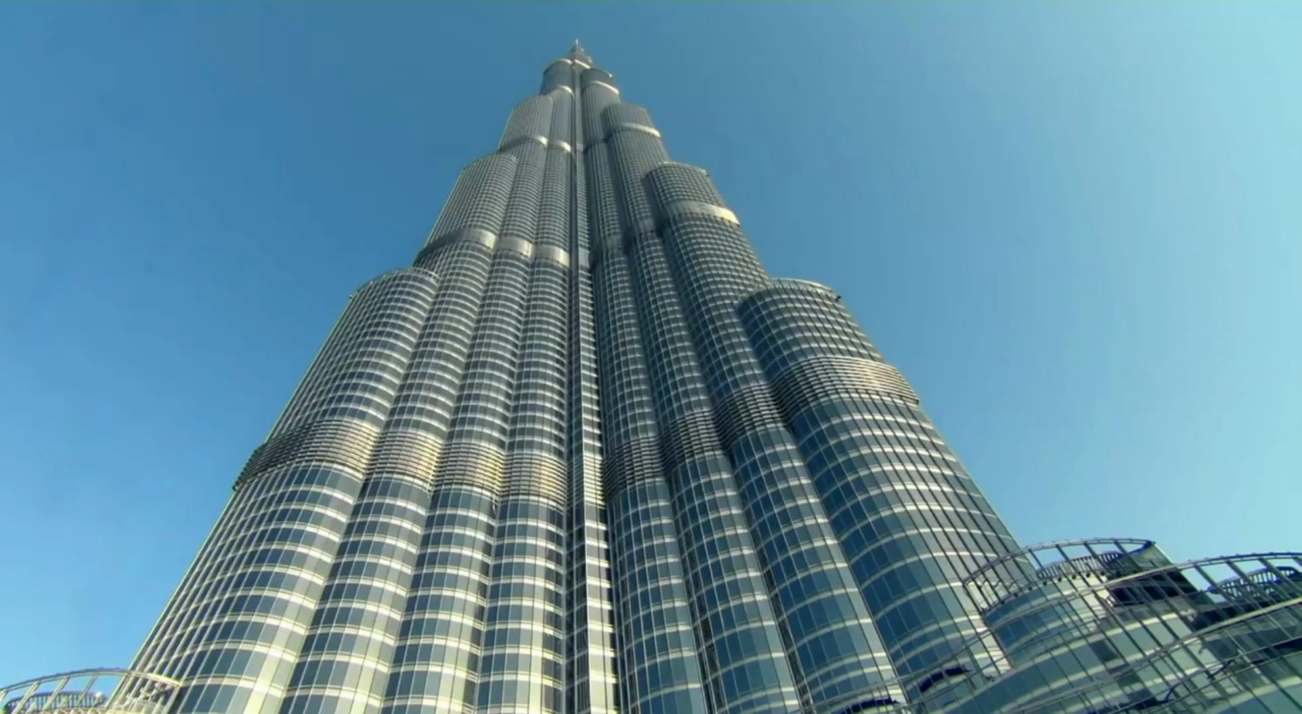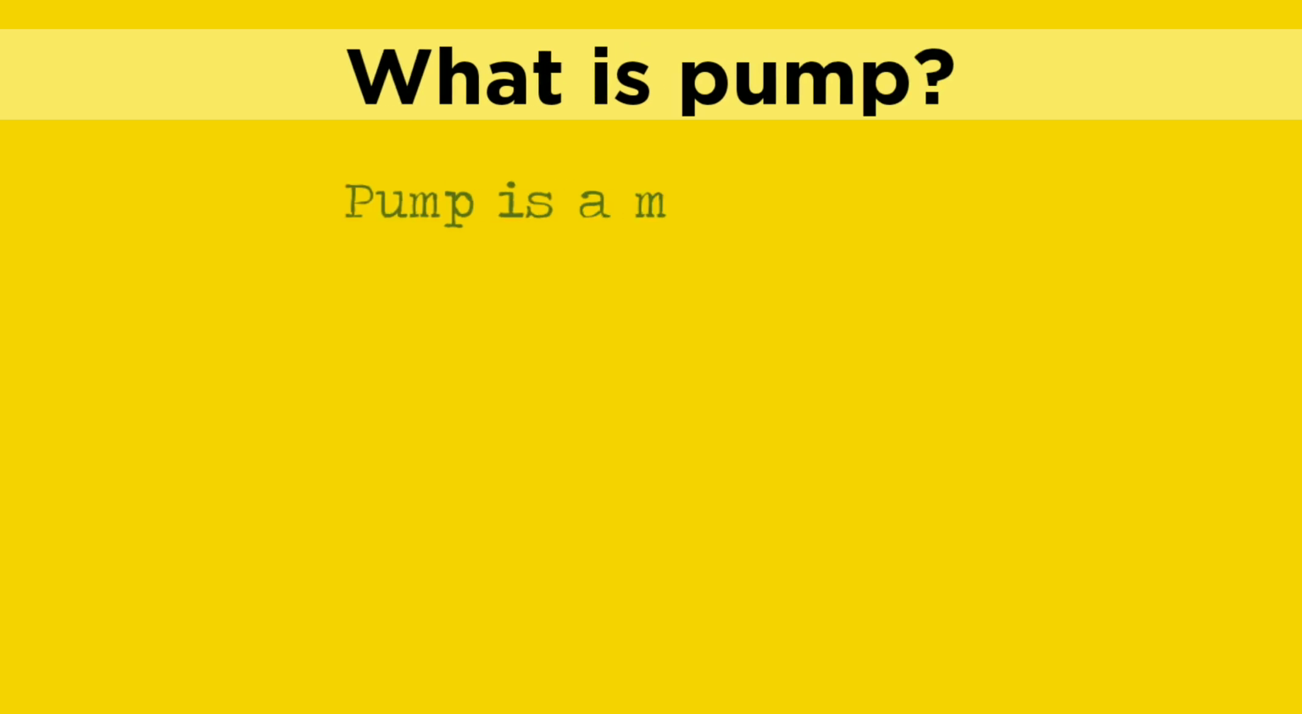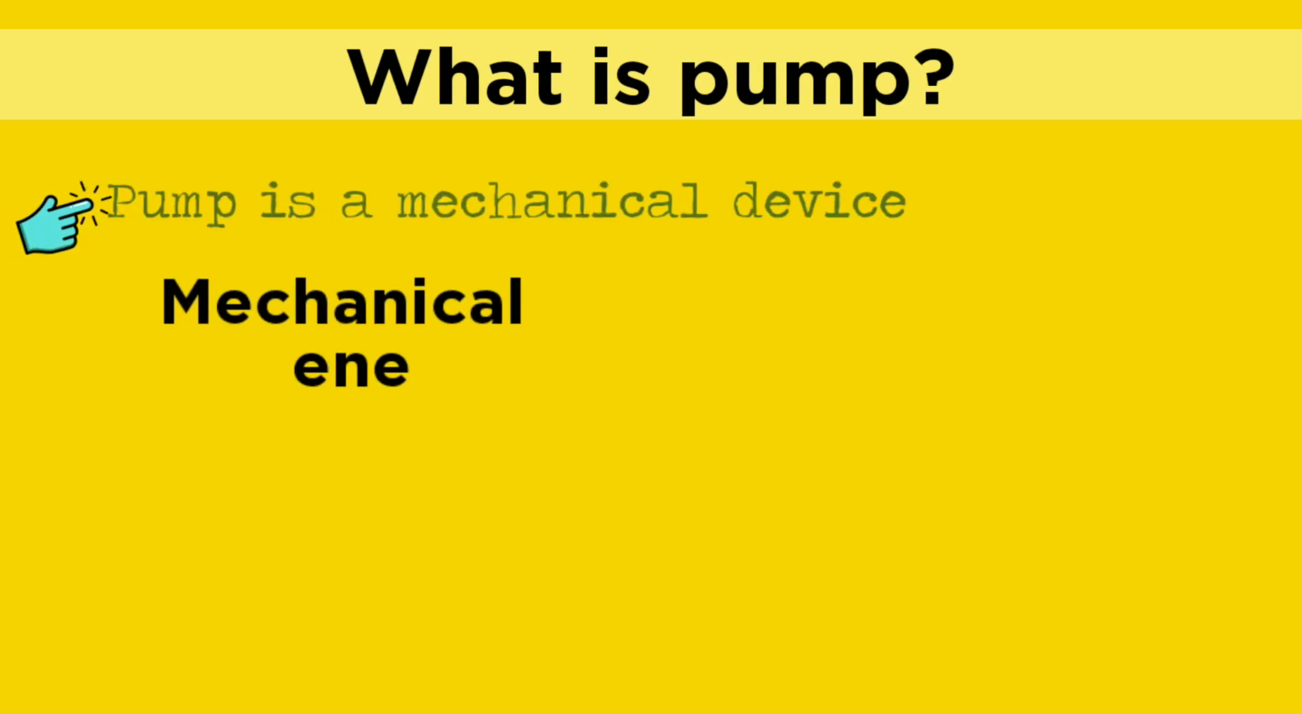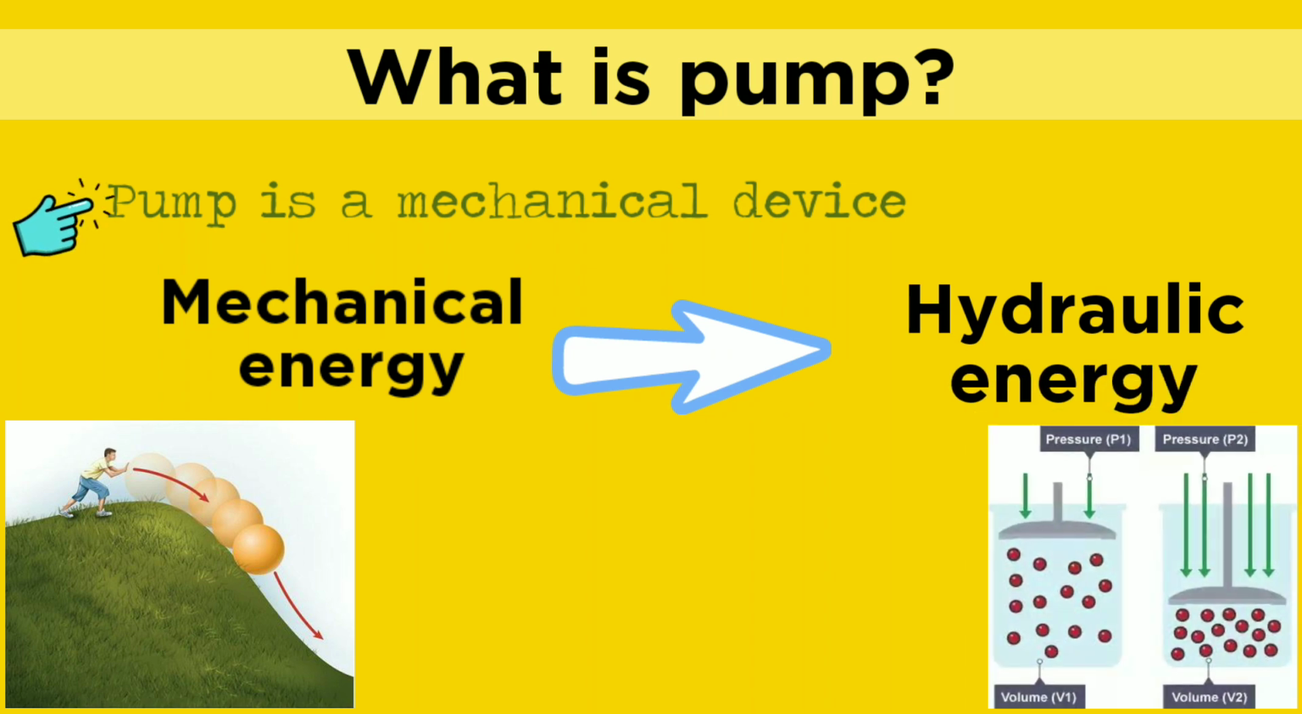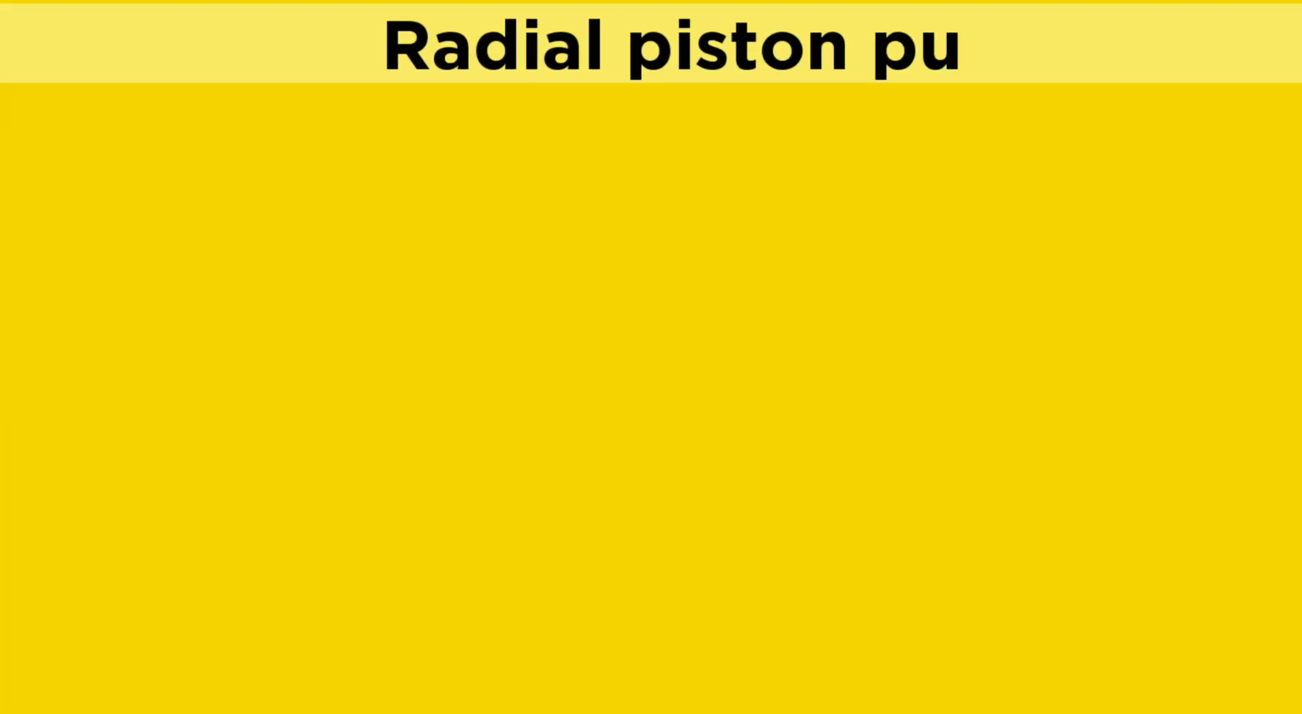We use a mechanical device called a pump. Before that, let us understand what a pump is. A pump is a mechanical device which converts mechanical energy into hydraulic energy. Now let us understand what exactly a radial piston pump is.